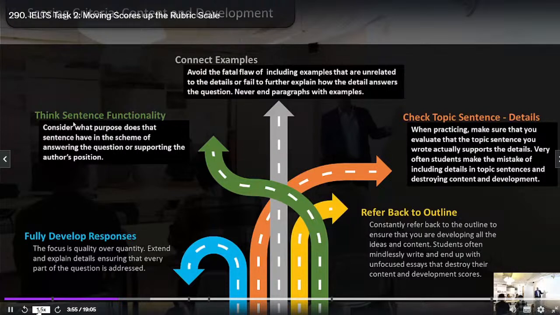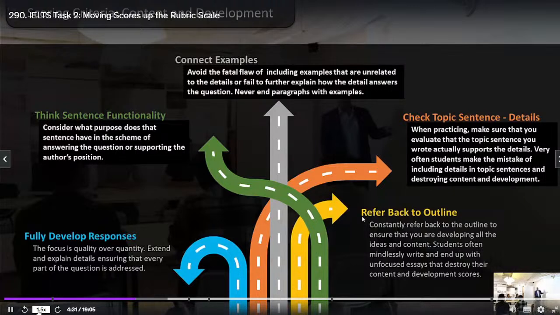Also, think of sentence functionality. When you're in practice mode, right? Not necessarily doing time testing right now, but really just in practice mode, learning to write better. Think about sentence functionality. What are the sentences in that paragraph doing? What's the purpose of that sentence? What is that sentence doing there? Why is it there? And then another great idea is to always refer back to your outline while you're writing.